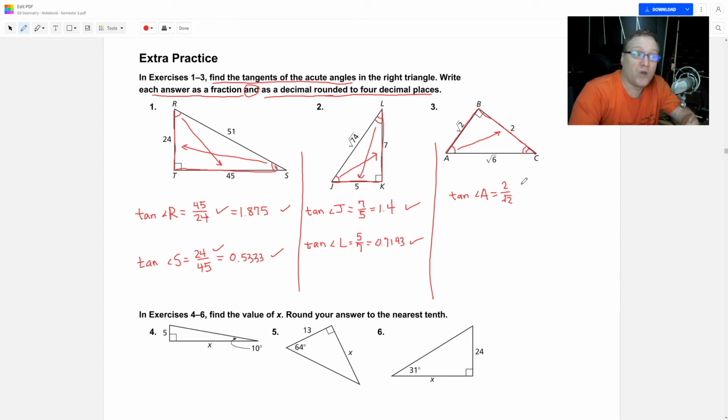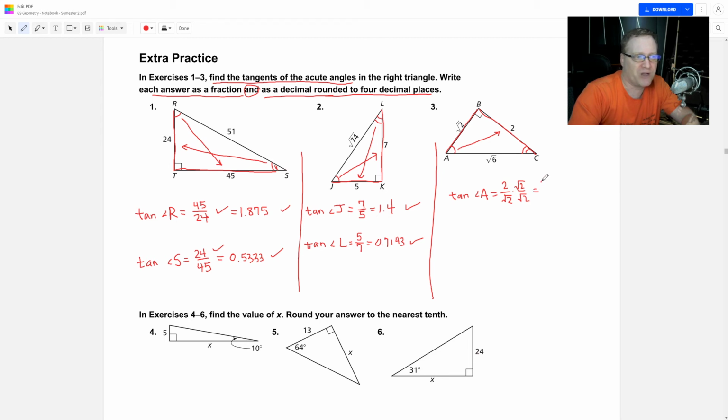Now, real quickly, 2 over the square root of 2 is correct, but simplest form says that we never want to have a square root in the denominator of a fraction. We don't like that. It's ugly. So the way we fix it is we multiply by the square root of 2 over the square root of 2. Well, that's just 1. Multiplying by 1 is okay. It doesn't change it, but it does change the way it looks.